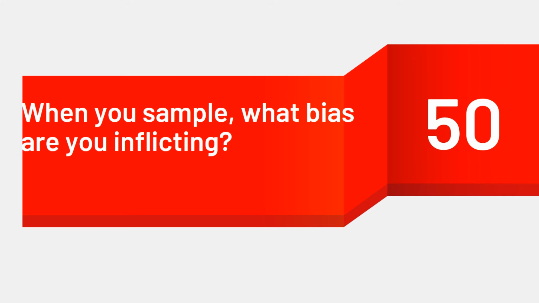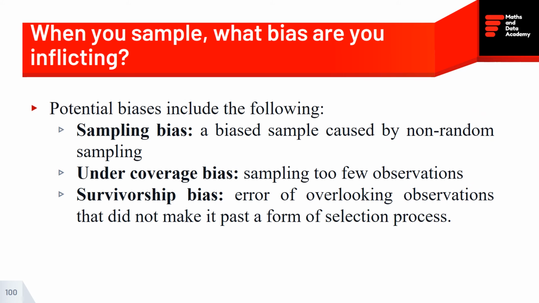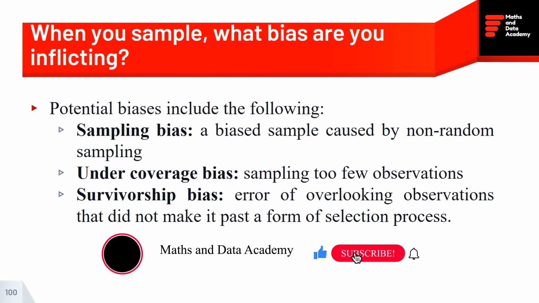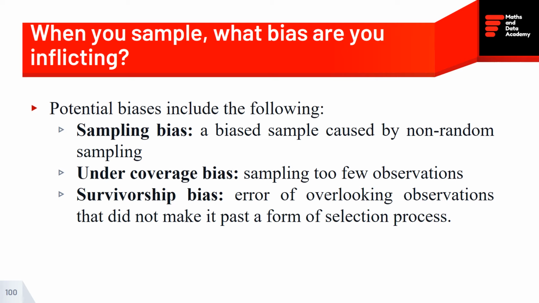When you sample, what biases are you inflicting? Potential biases include the following: sampling bias, a biased sample caused by non-random sampling; undercoverage bias, sampling too few observations; survivorship bias, error of overlooking observations that did not make it past a form of the selection process.